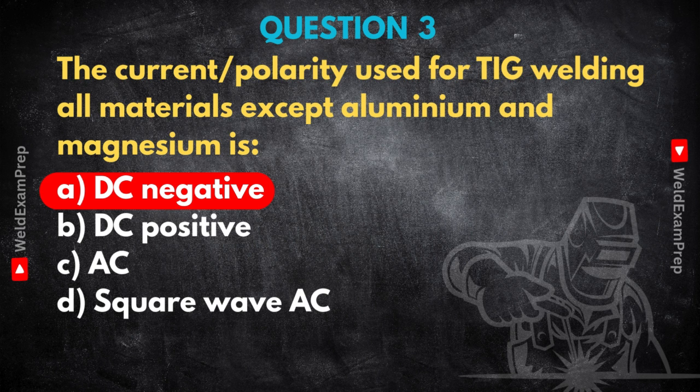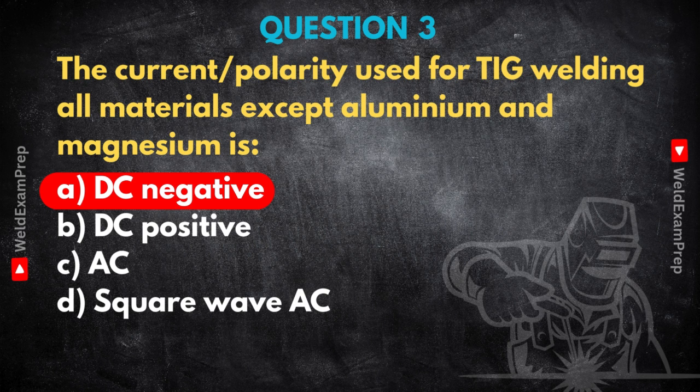Key benefits. But you highlighted the exceptions, aluminum and magnesium. Why do they need something different, like AC or DC positive? Yes, aluminum and magnesium. They're tricky. They form this really tough, stubborn oxide layer on the surface. Right, I've heard about that. It melts at a higher temperature. Much higher than the metal underneath, yeah. So if you hit it with DC negative, the arc struggles to break through that oxide effectively. You end up with poor fusion, maybe inclusions, just a messy weld. Okay, so you need to clean it off somehow.